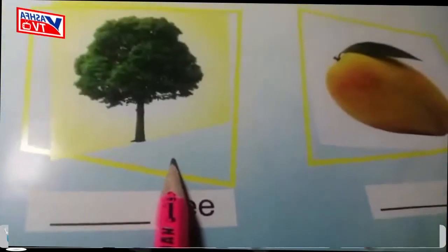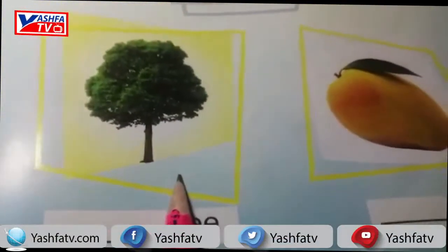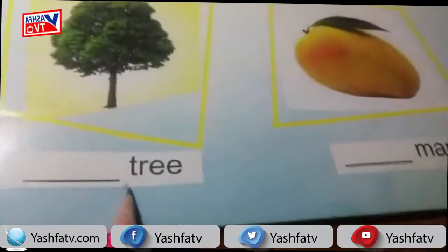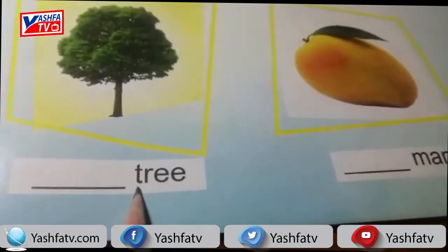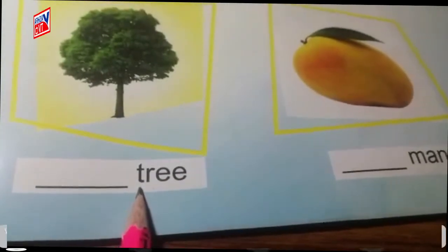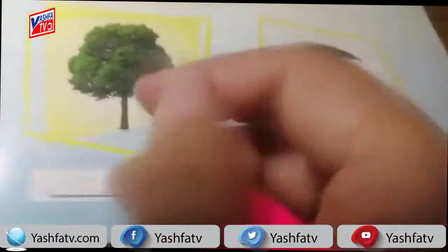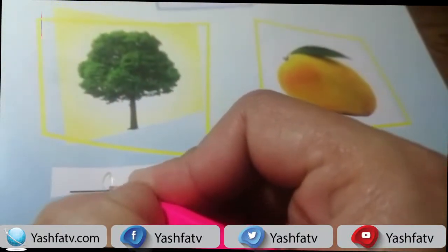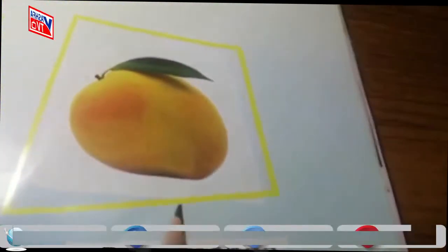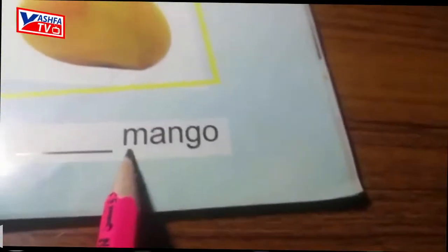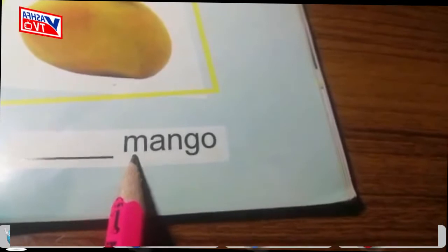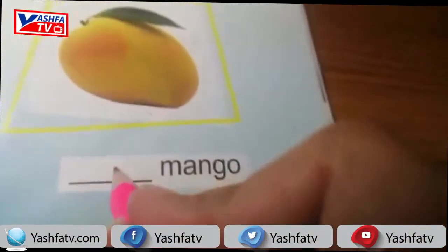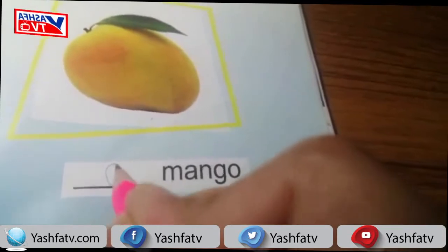The next, look at this picture. It's a tree. Tree is a noun, and it starts with the letter T, and T is a consonant. That's why we write here a. A tree. Next one is a mango. The first letter of the mango is M, and M is a consonant, and here we used a. A mango. We move to the next page.